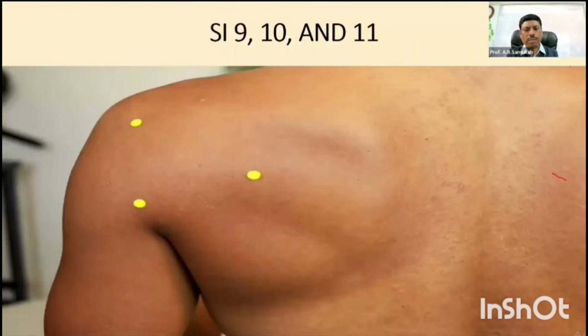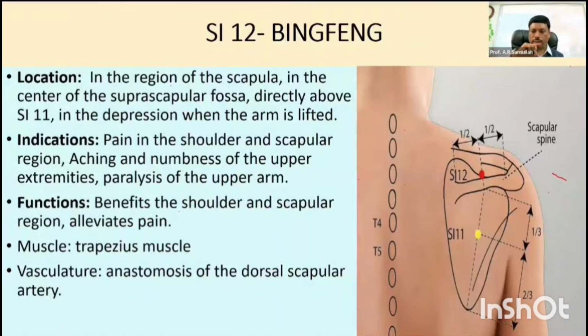Now SI9, this is the triangle which I told you. SI9, SI10, SI11 are the triangle points. You can have a look. Then the SI12 point, known as Bing Feng. Bing Feng is the grasping of the wind or the gathering of the wind. There are certain 12 wind points in the body. Wind means an obstructive painful syndrome. That's called a painful obstructive syndrome. Feng is nothing but a kind of wind.